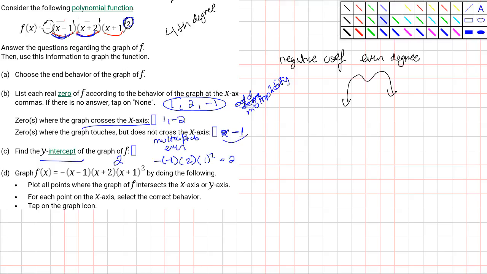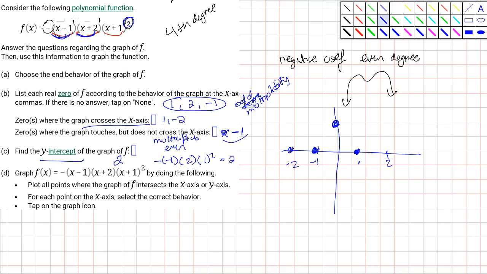So how do you plot those points? The first thing on any graph, you always want to graph the points. The points you have are negative 1, and you also have negative 2. It's not to scale. This is 1, and this is 2. And we know that it crosses the y-axis at (0, 2), so maybe over here. So this would cross the y-axis.